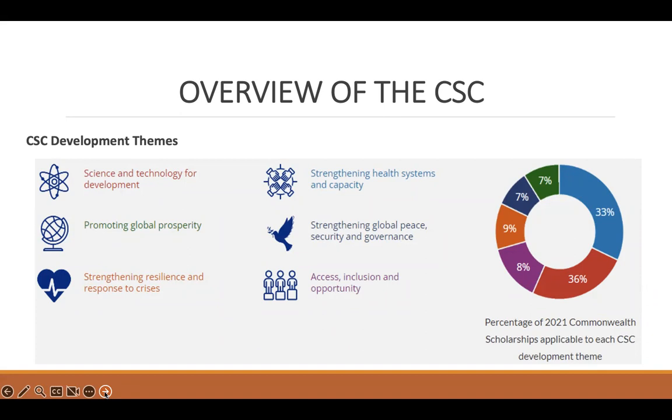So what the CSC development team is about is all the areas under which most of the universities that participate in the Commonwealth scholarship group their courses into six. For example, I did biotechnology, so my development theme was science and technology for development.